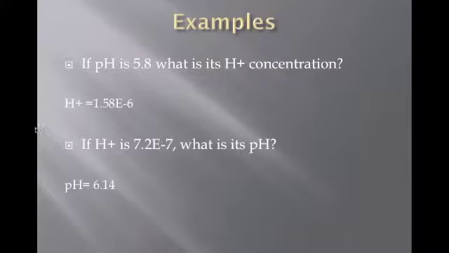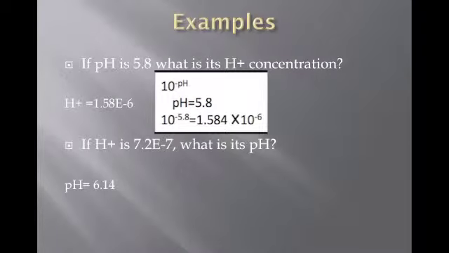So our first example, if your pH is 5.8, which would make it slightly acidic, what is its hydrogen concentration? That's going to be equal to 10 raised to the negative pH. So all you do is you take 10 and you raise it to the negative 5.8. And you plug that into your calculator and you get that your hydrogen concentration is 1.58 times 10 to the negative 6.